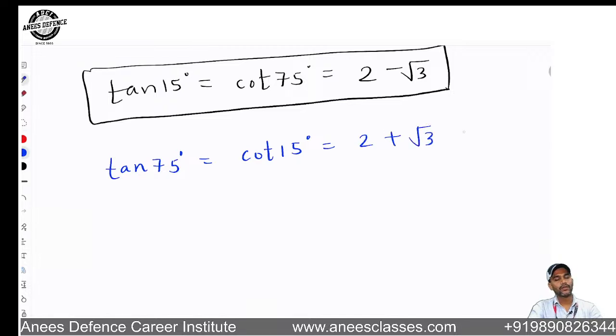That would be the reciprocal of tan 15, because I hope you got it. So 1 over 2 minus root 3 can be written as 2 plus root 3 if you rationalize it. Very easy. So instead of minus, again plus is going to come.